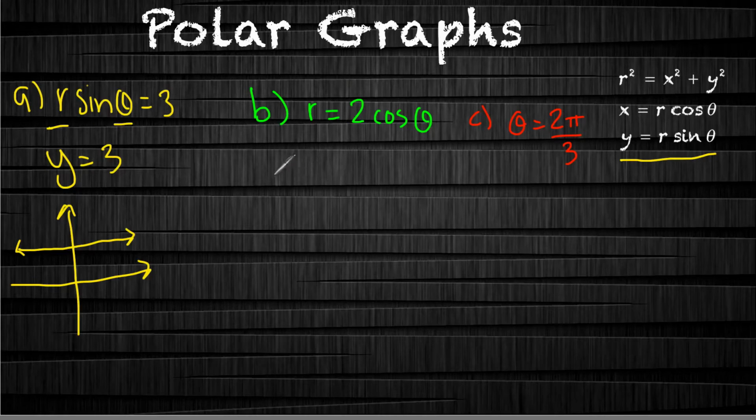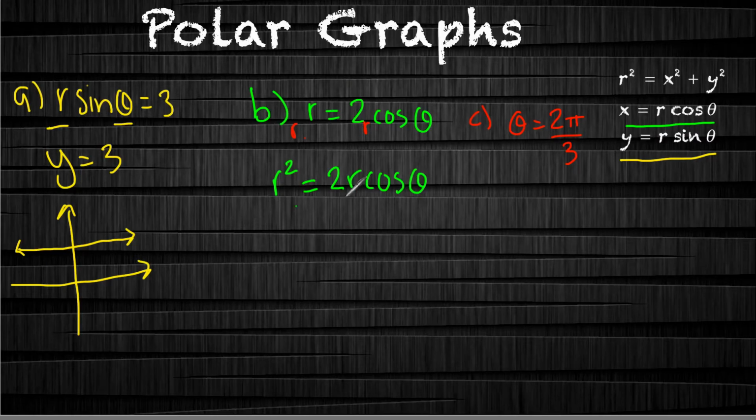And so now we are on letter B. r is equal to 2 cosine of theta. And so what we want to do here is recognize that somewhere along the way I want to use the fact that x is equal to r cosine theta. But we don't have an r cosine theta. But what we can do is multiply both sides by r in this equation, and that is going to create r squared equals 2r cosine theta.